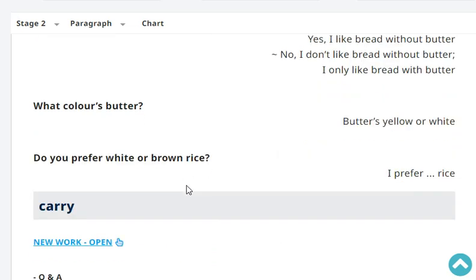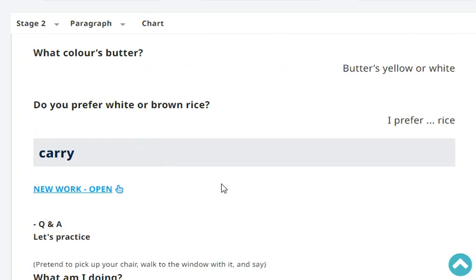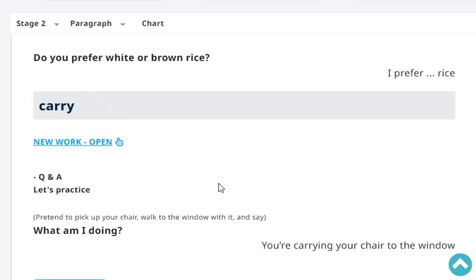What color's butter? Butter is yellow or white. Do you prefer white or brown rice? I prefer white rice to brown rice. Very good.